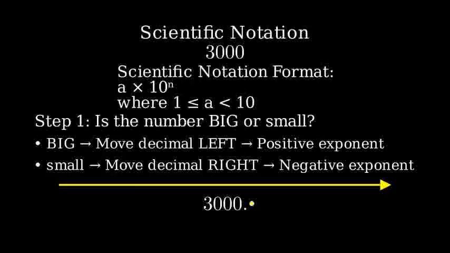Move one place left, 300.0. Move 2 places left, 30.00. Move 3 places left, 3.000. Now we have a number between 1 and 10. Since we moved the decimal point 3 places to the left, our exponent will be positive 3. So 3000 in scientific notation is 3.0 times 10 to the third power.